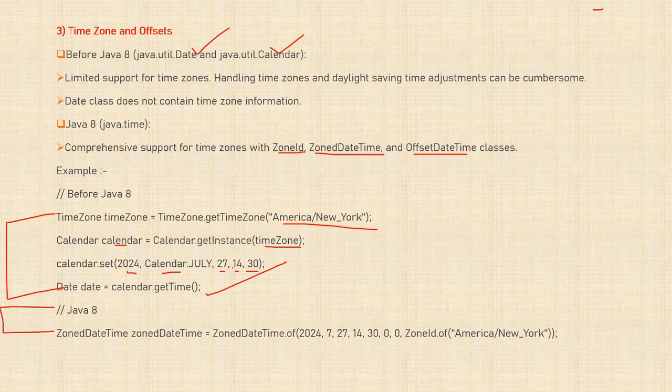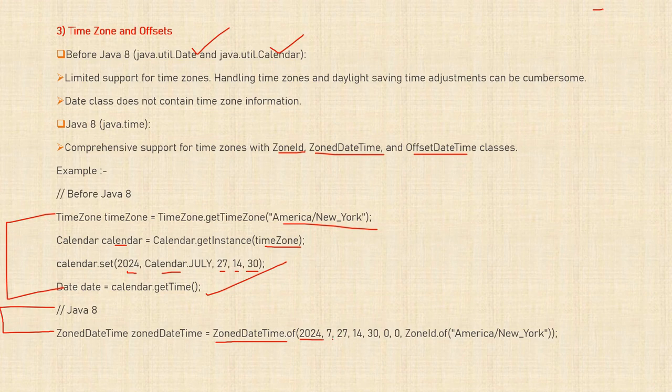So this will be the hours and minutes, and this will be the date, month, and year. Like this we can get a date and time with a time zone in Java before Java 8. And in Java 8, if you want to use it, you can do it like this. We have a class ZonedDateTime, and we can call dot of.